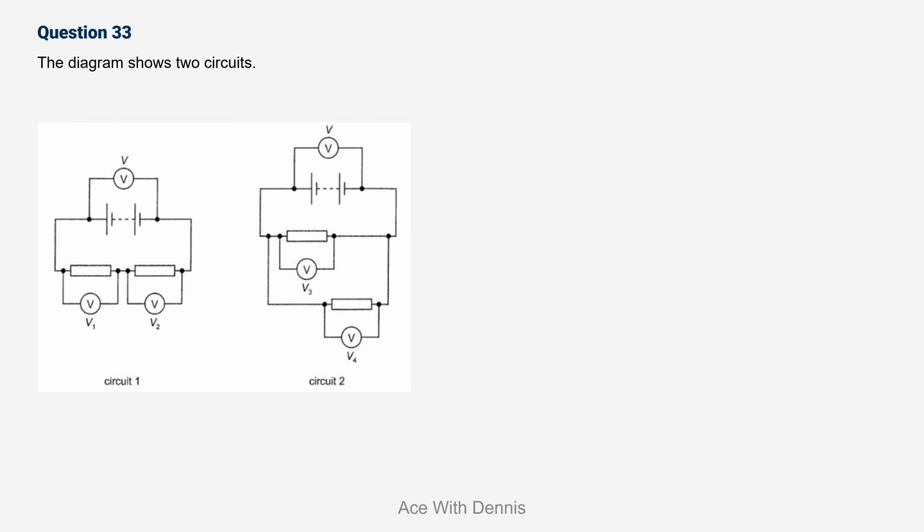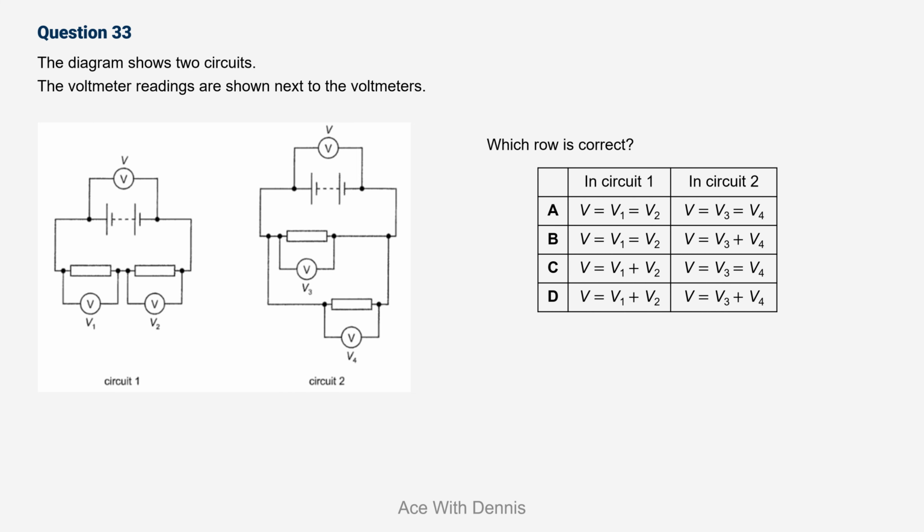Question 33. The diagram shows two circuits. Here is the diagram. The voltmeter readings are shown next to the voltmeters. Which row is correct? So here are the options. In circuit 1, is V equal to V1 equal to V2, or V equal to V1 plus V2? In circuit 2, is V equal to V3 equal to V4, or V equal to V3 plus V4?